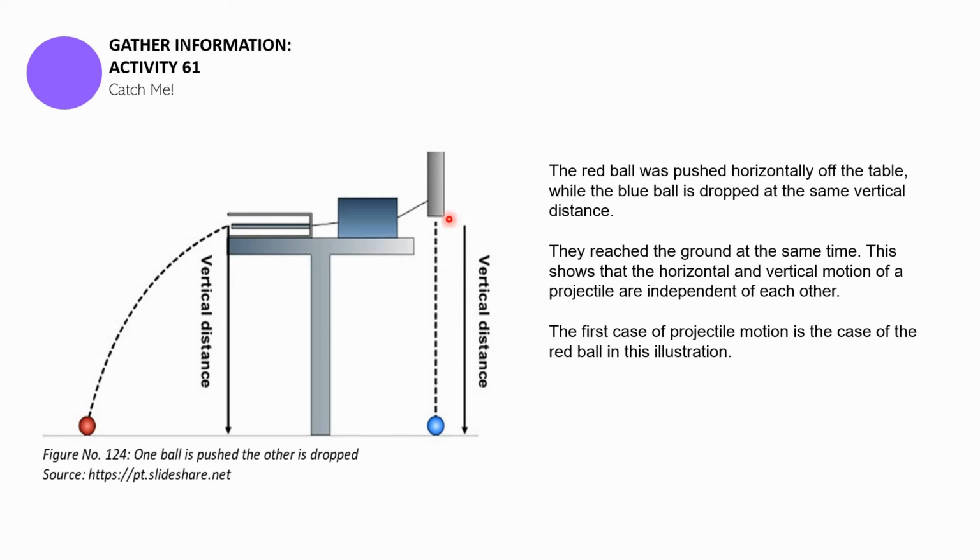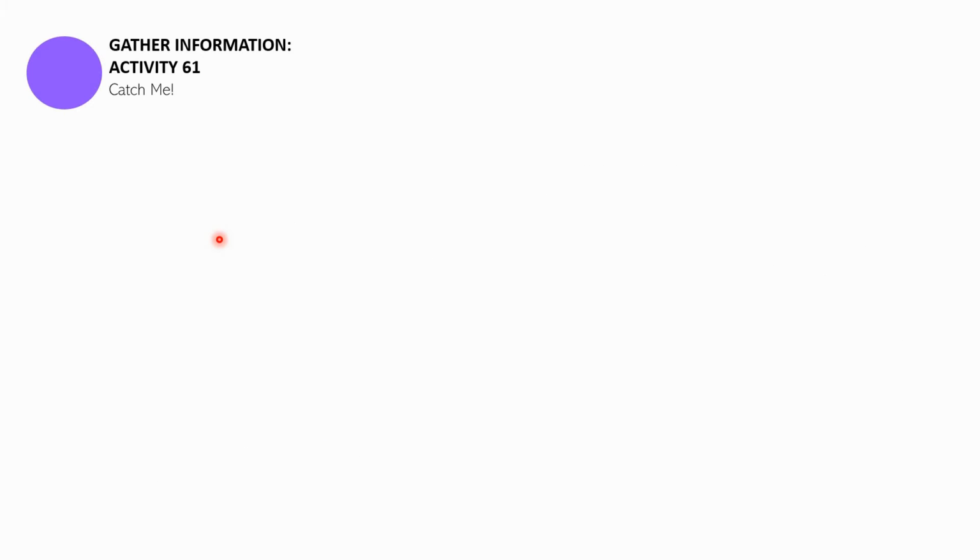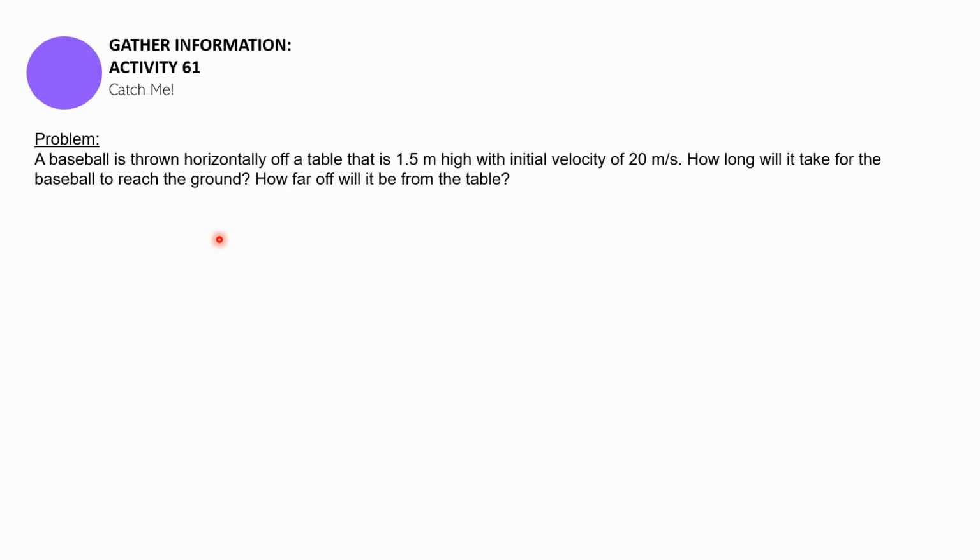So you can consider this as a projectile. This one though, since it was launched and it covered a trajectory, this one is a projectile, and it's the first case for projectile motion. Ayan. So let us try it out. Let's try out the following problem.